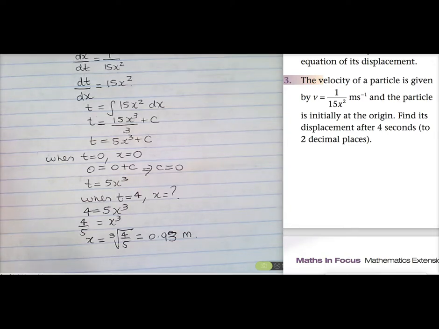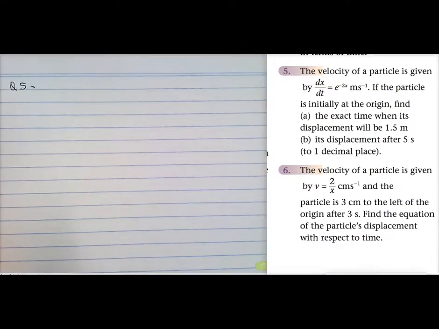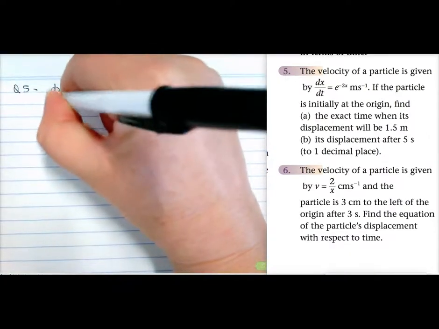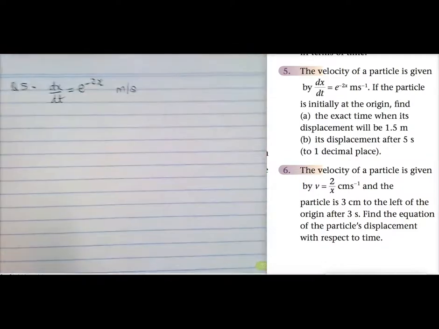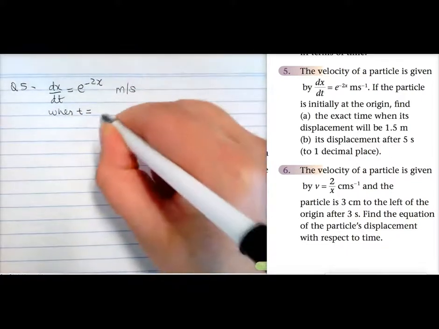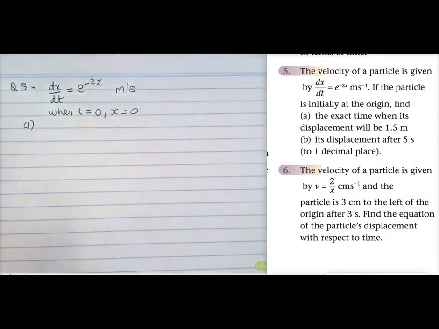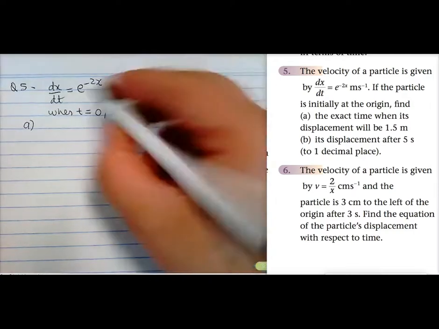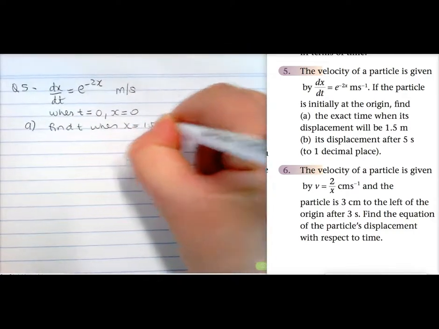Let's choose a question. The velocity of a particle is given by dx/dt equals e to the negative 2x meters per second. If the particle is initially at the origin, which means when t equals 0, x is 0, they want you to find the time when the displacement will be 1.5 meters. So find t when x is 1.5.